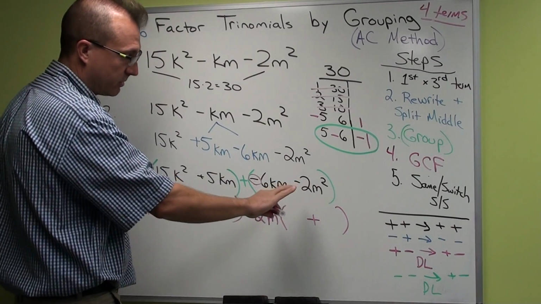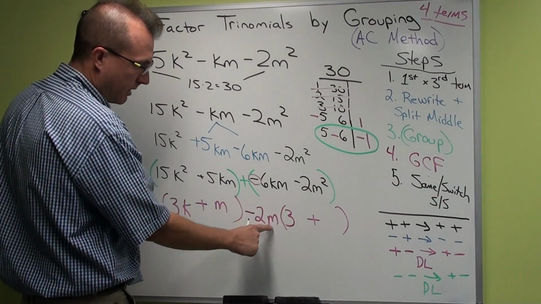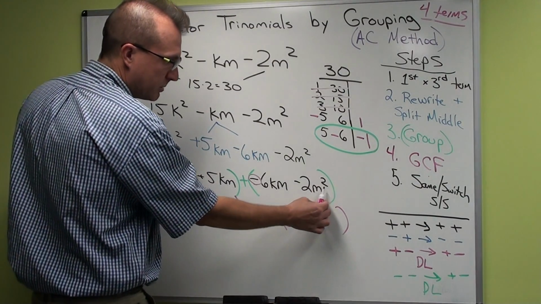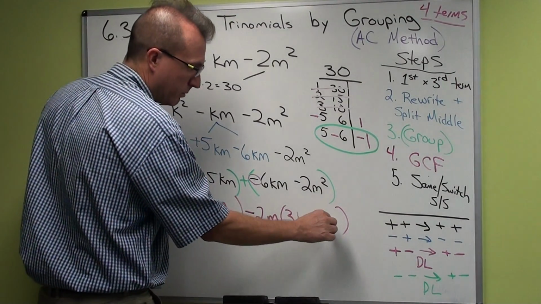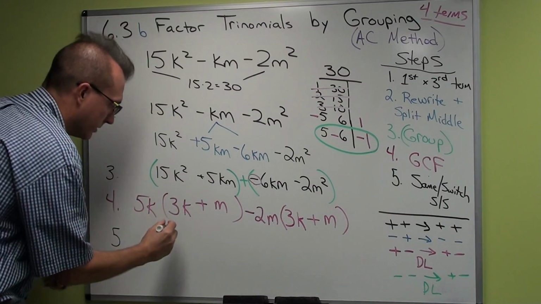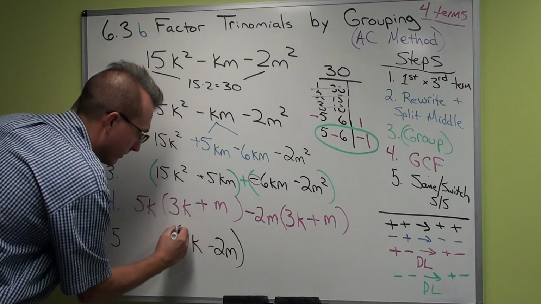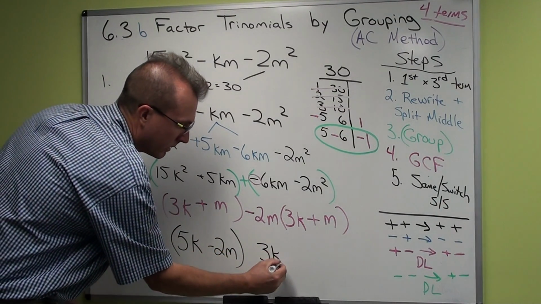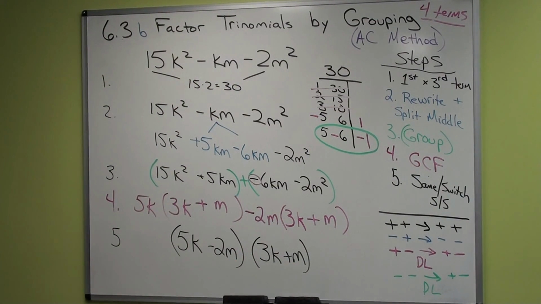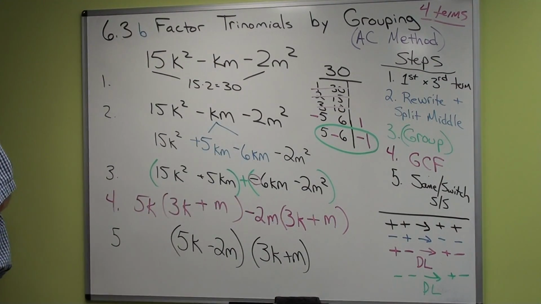Then don't worry about signs now because you already took care of them. 6 divided by 2 is 3. That looks right. Km divided by m. M's cancel. You're left with k. Negative 2m squared. Negative 2m. That means you're left with just m. So they're the same. We can switch them. So you're going to get 5k minus 2m and 3k plus m. Alright, we're halfway done. Pause it if you need to.